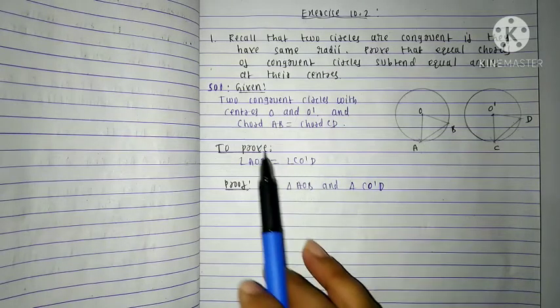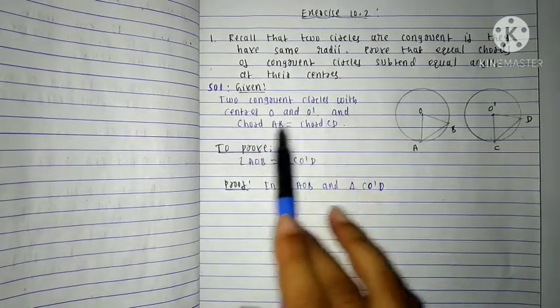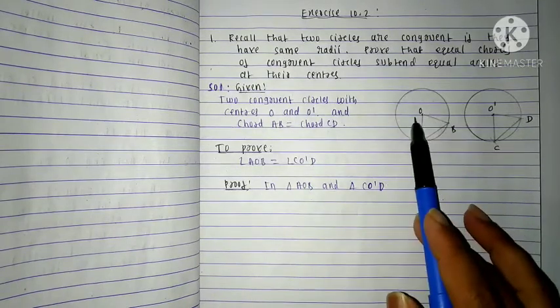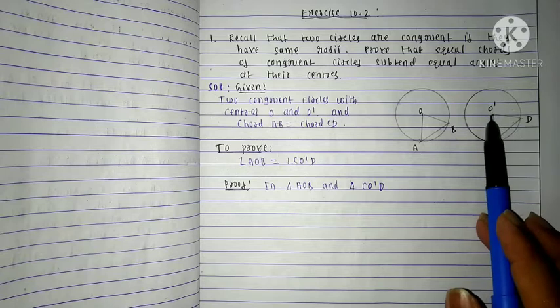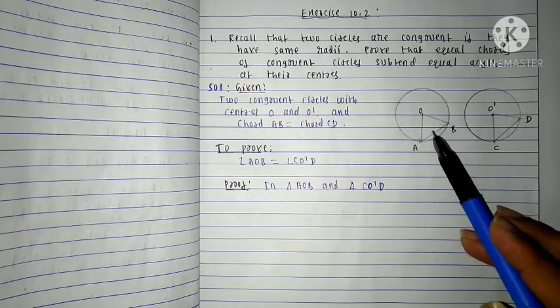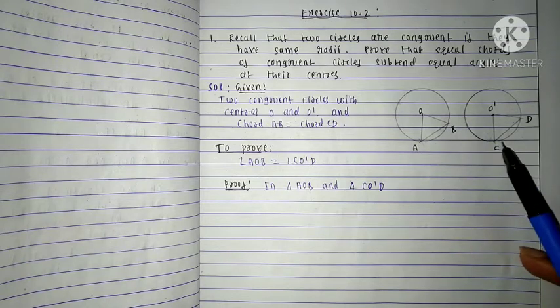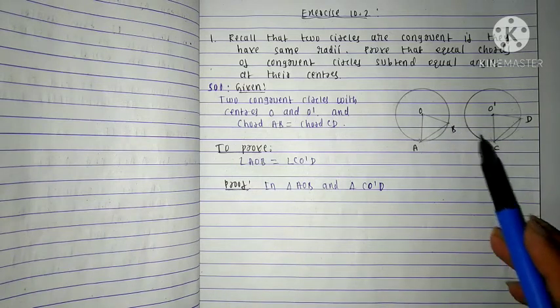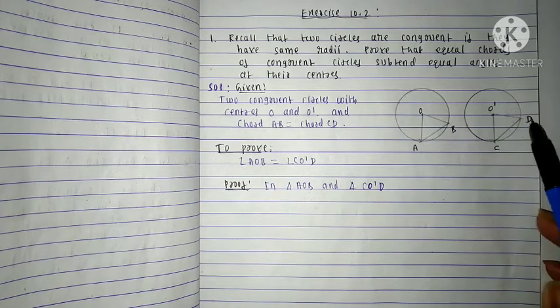See here, what have they given? They have given two congruent circles with centers O and O'. Again, they have given that the length of the chord AB is equal to the length of the chord CD. What do we need to prove? We need to prove that angle AOB is equal to angle CO'D.